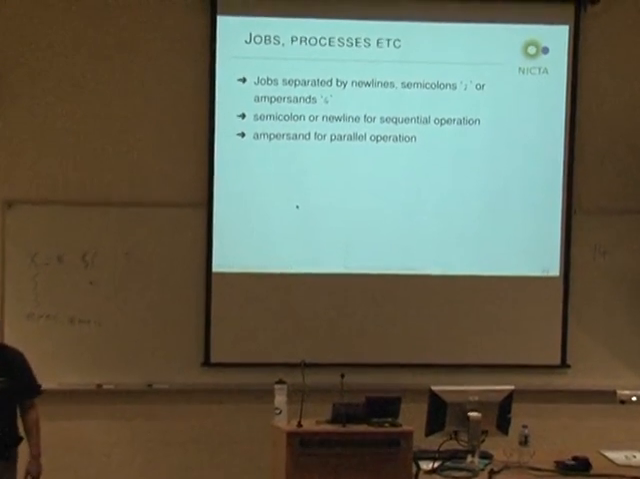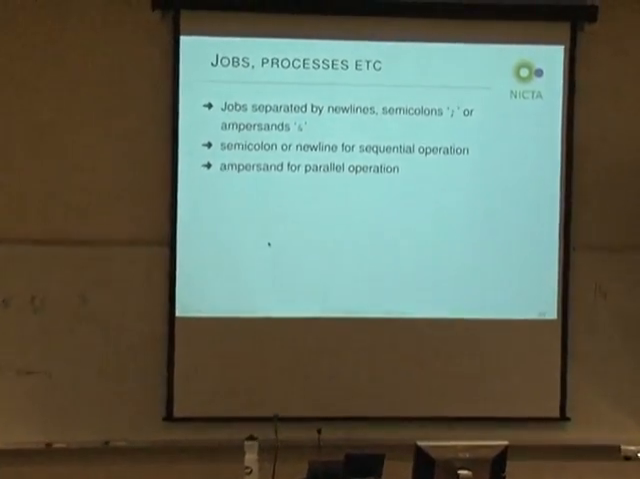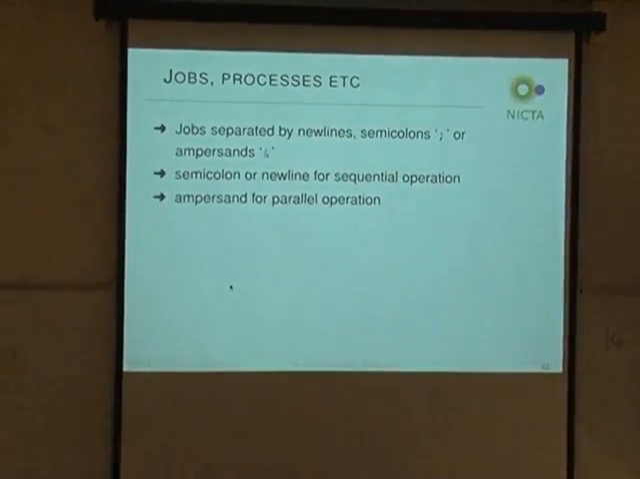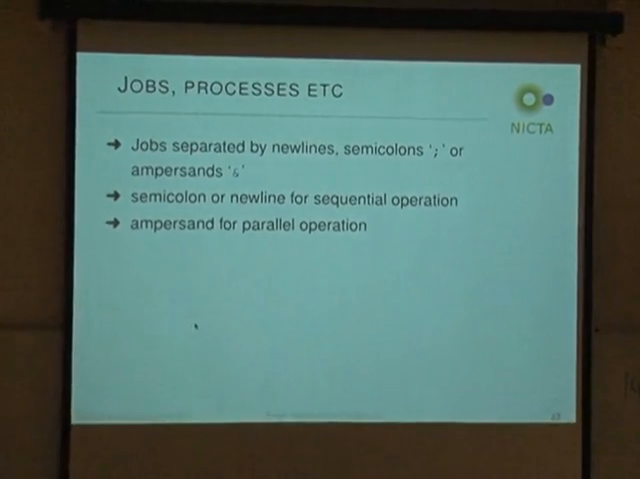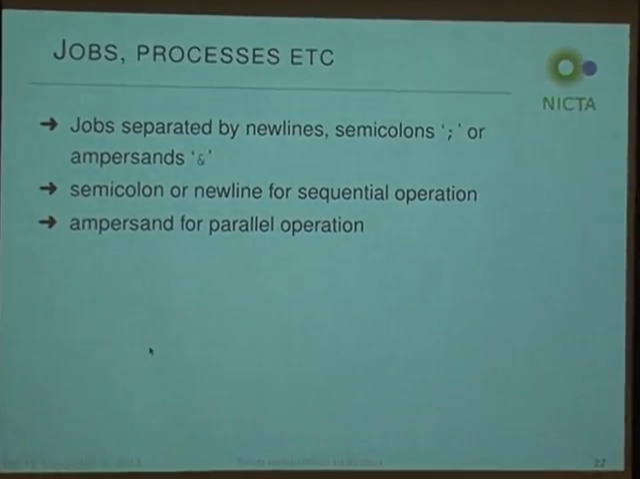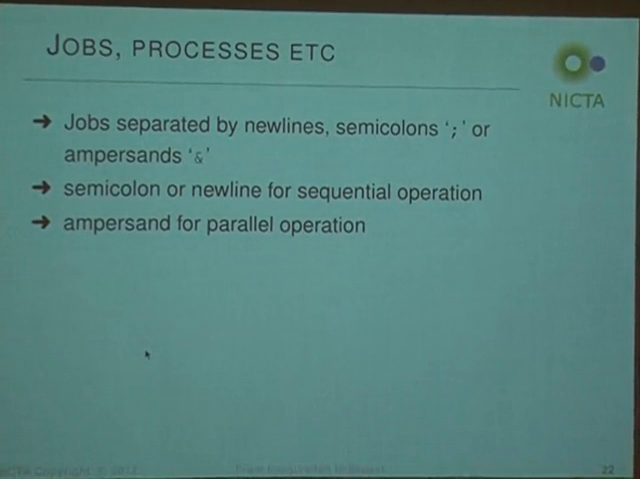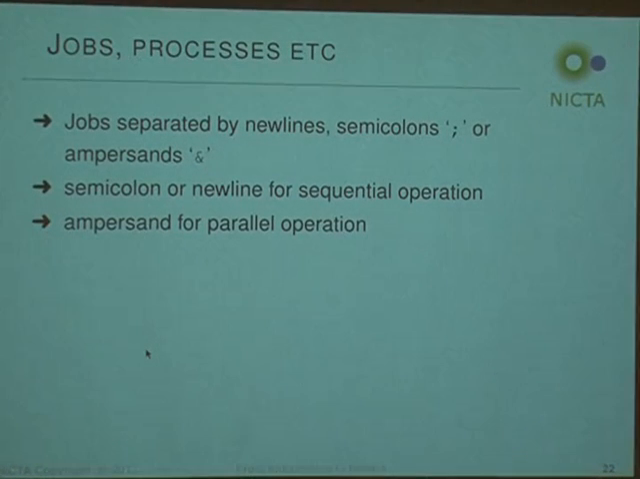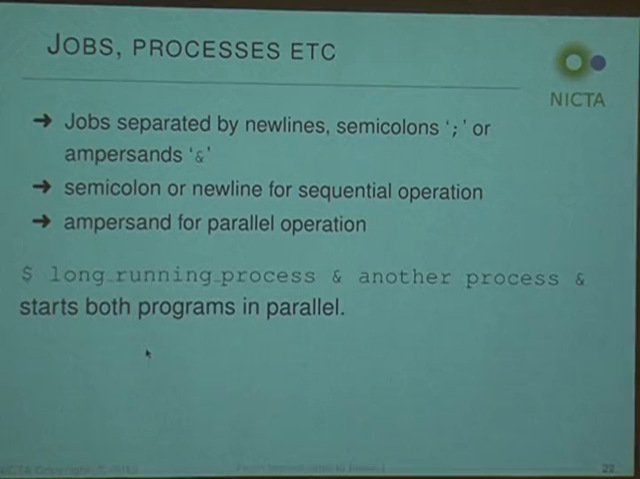Jobs. A job is separated from another job by a new line, or semicolon, or an ampersand. You can use a semicolon or a new line for sequential operation, that is, do this job, then that job, then the other job. Or you can use an ampersand for parallel operation, which says don't wait for this, just let it go. Have I got some examples? Yeah, here's two. Long running process and another running process and. That starts both processes in parallel and then gives you your shell prompt.